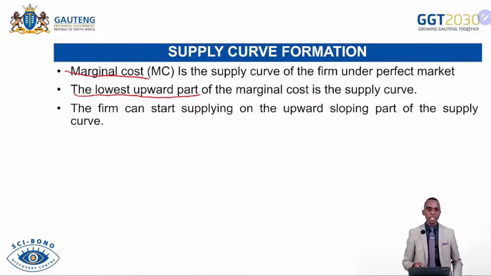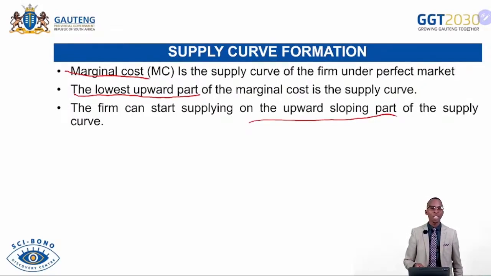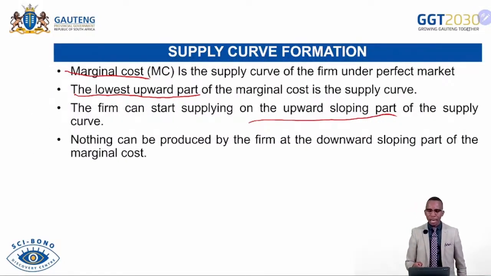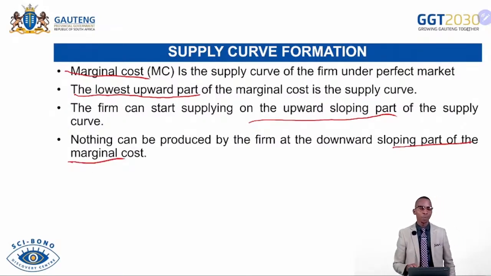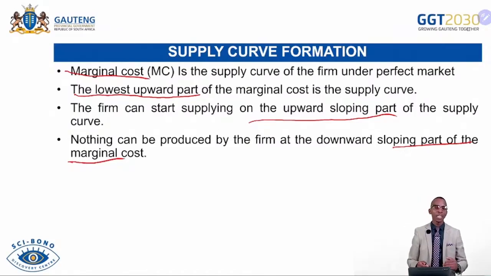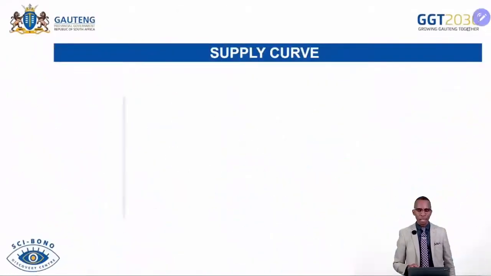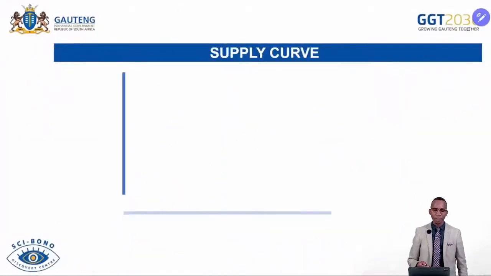That will be indicated graphically. The firm can start supplying on the upward part of the supply curve, or of the marginal cost. Nothing can be produced by the firm at the downward sloping part of the marginal cost. If it's still downward sloping, the firm cannot produce anything. It only starts producing at the point that is upward sloping on the MC, and that determines the supply curve for the individual firm. There we go, determining the supply curve for the firm.